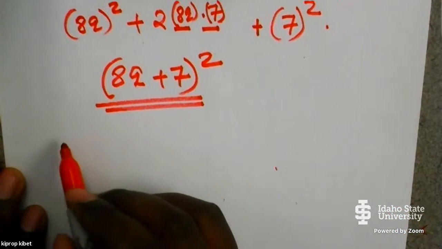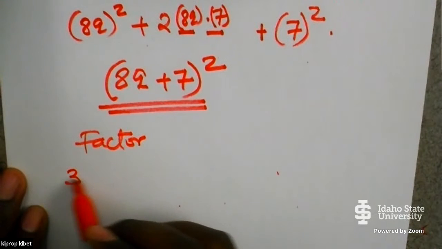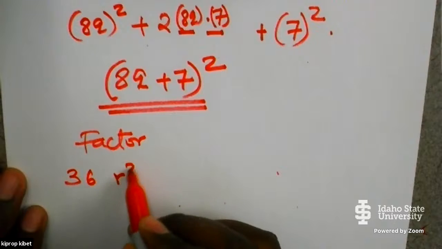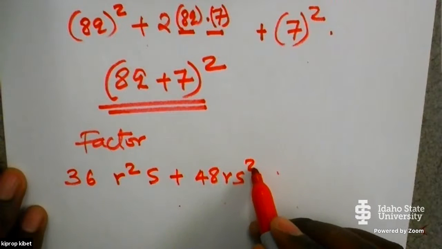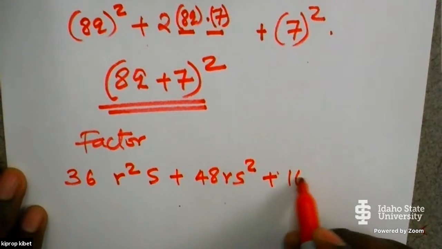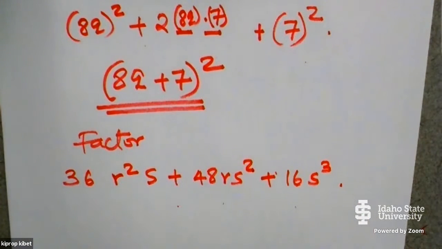Another example, factor 36r squared s plus 48rs squared plus 16s cubed. Factorize that.